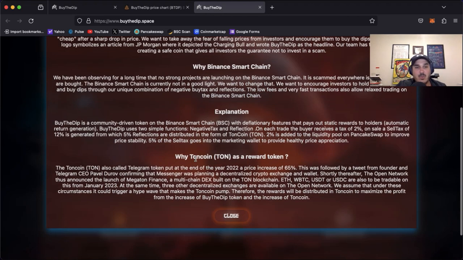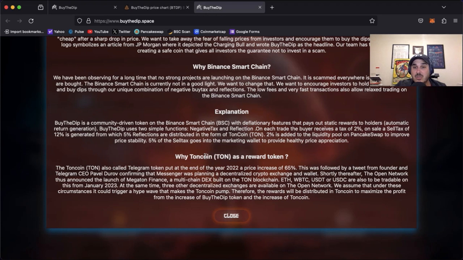So why TON as a reward token? TON, also called Telegram token, put out at the end of 2022 a price increase of 65%. This was followed by a tweet from the founder and CEO of Telegram confirming that Messenger was planning a decentralized crypto exchange in wallet. Shortly thereafter, the Open Network announced the launch of Megaton Finance, a multi-chain DEX built on the TON blockchain. ETH, WBTC, USDT, or USDC are also to be tradable on this from January 2023. At the same time, three other decentralized exchanges are available on the open network.